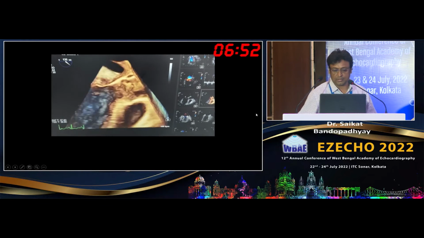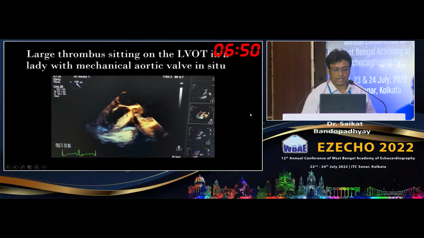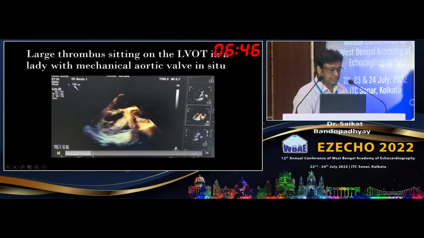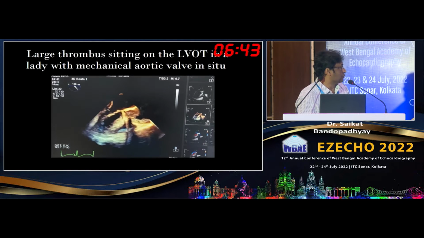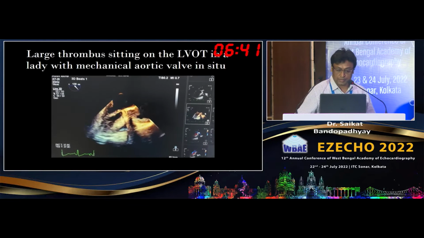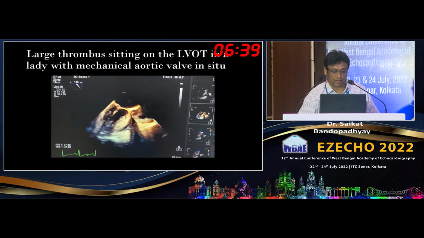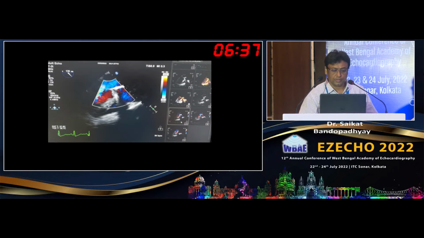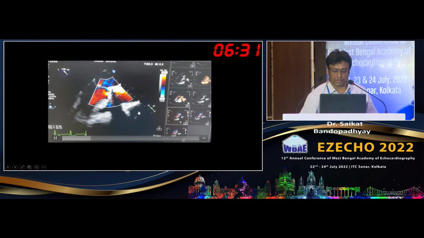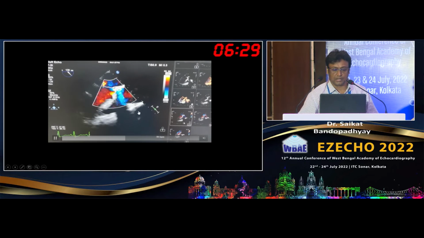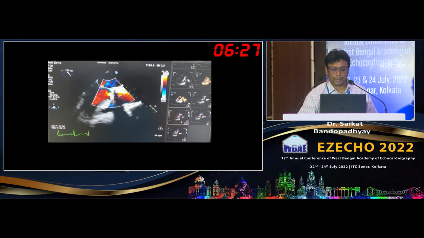On the contrary, the next patient has a mechanical aortic valve where there's a huge thrombus sitting in the LVOT very close to the bileaflet aortic mechanical valve. And the patient had a high gradient. You can see it on the color Doppler, very strong aliasing across the LVOT and across the aortic valve.